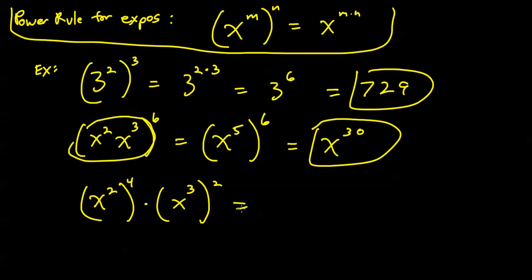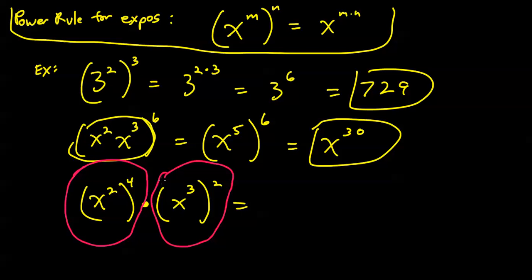Another example, x squared to the 4th power times x cubed squared. Alright, so I've got a lot of powers of x flying around here. Notice that's a multiplication, and I'm going to invoke my hierarchy here. I'm going to evaluate this first, then this, then multiply the result. Exponents first before multiplication, right?